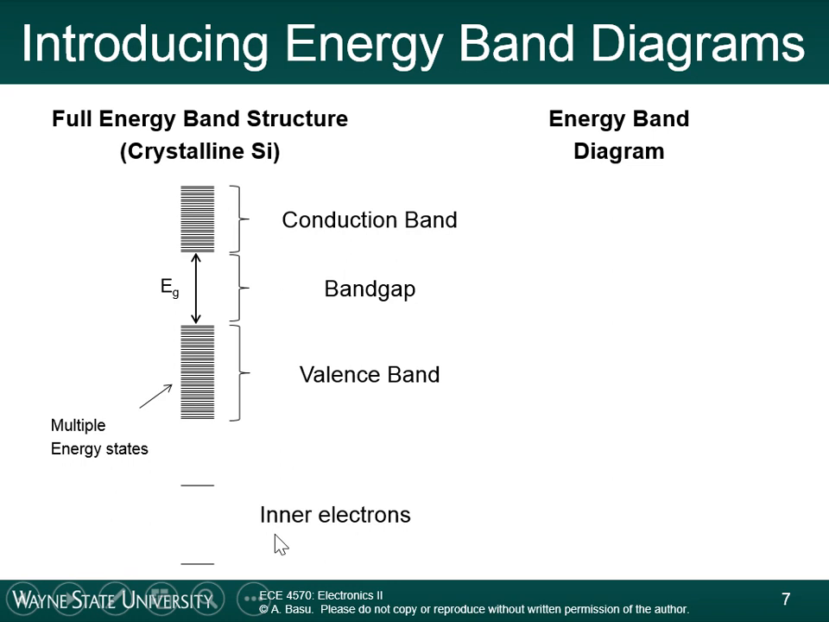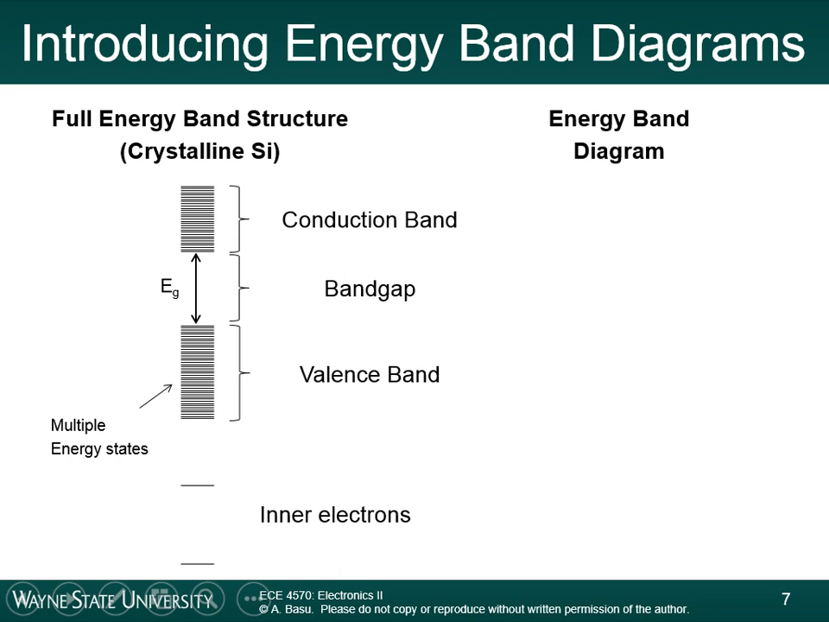So this is the energy band structure for crystalline silicon that we saw a few slides earlier. We have the conduction band, a whole bunch of energy states clustered around here, and a whole bunch of energy states clustered around here. This is the valence band. And then we have the band gap in the middle. There are no energy states in the band gap.